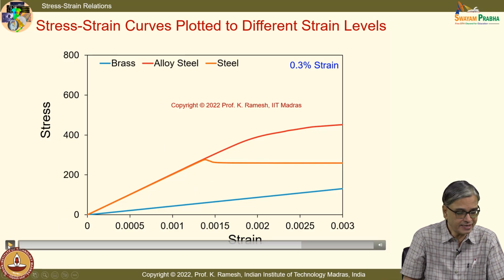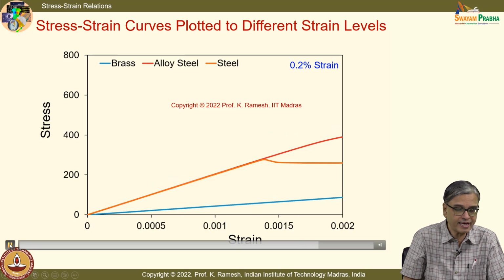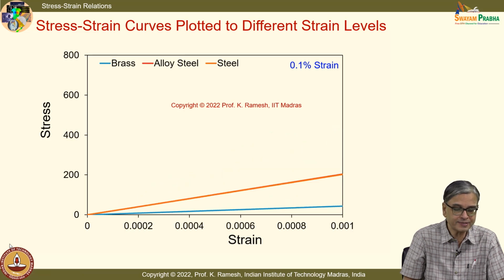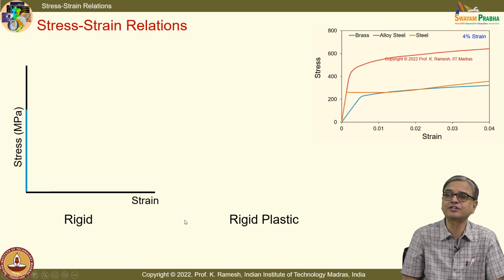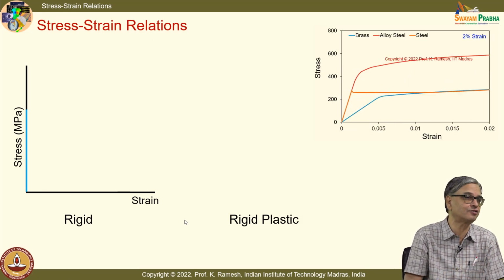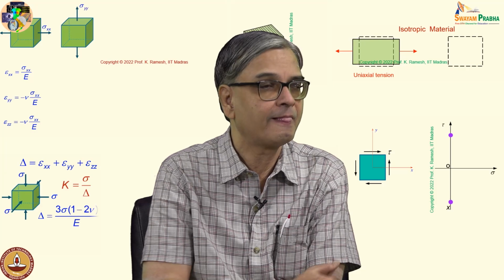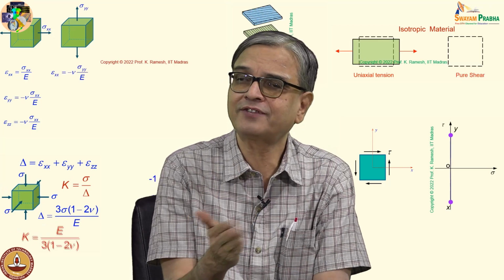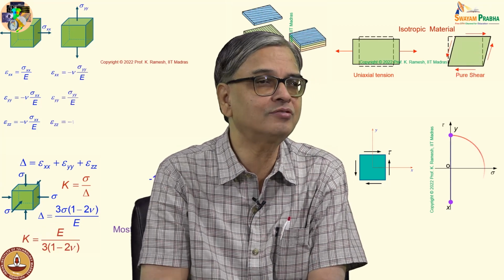So that gives a better appreciation of what is happening. And I also have it for 0.2% strain, 0.1% strain. And what are the ways that you have simplification to the stress strain behavior? You have graduated from rigid body mechanics, yes or no?